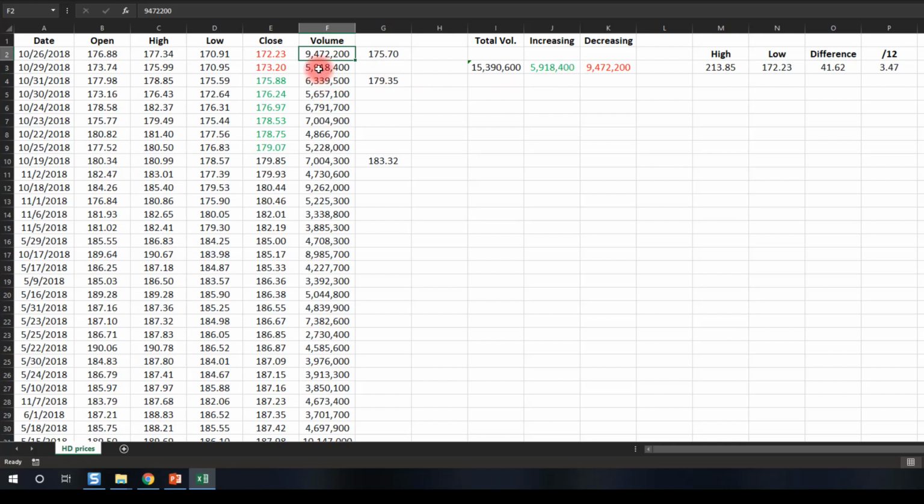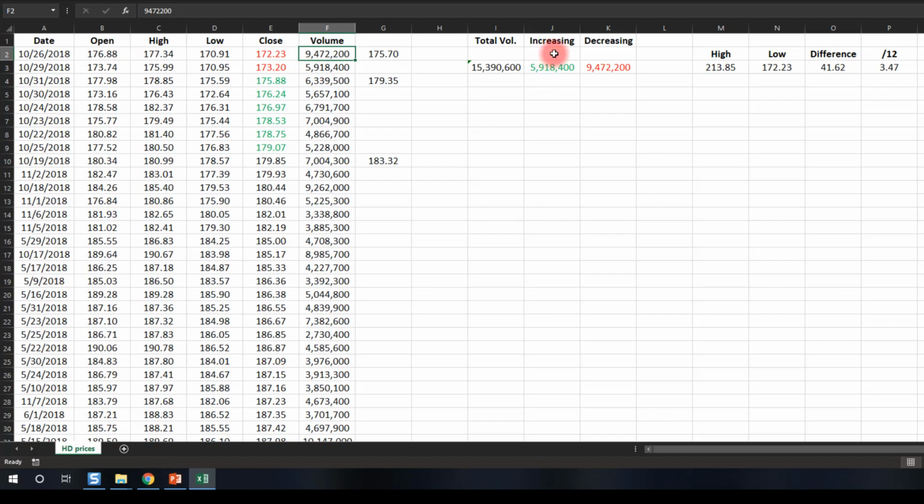But just to show you how it's calculated, the next point was 10/29. That's my next row. The previous trading day was either 10/28, or if that was a Monday, it would be 10/26. Now, I've gone through the data. I happen to know 10/26 was the previous trading day. So let's take a look at 10/26. We went from 172.23 to 173.20. That's an increase. So the volume on 10/29 right there, this 5.9 million figure, was due to increasing prices. So I'm going to record that over here under increasing.